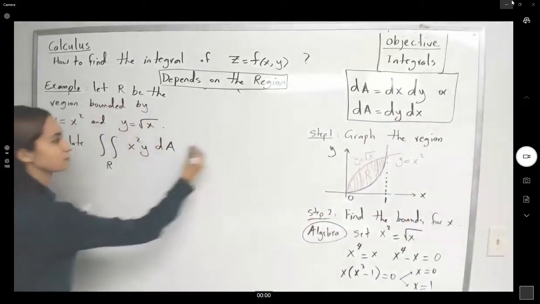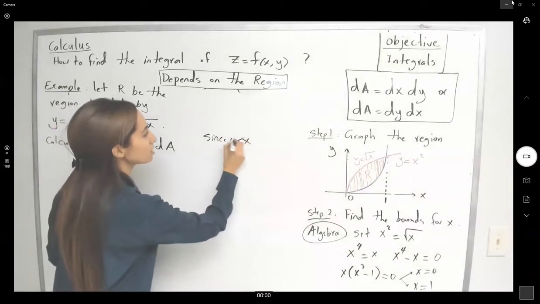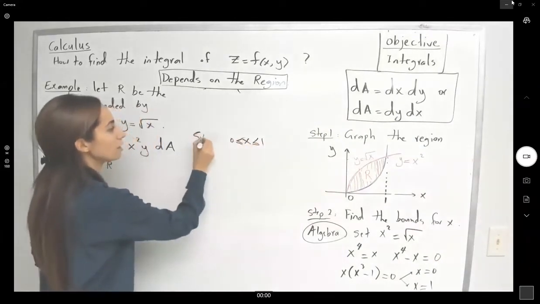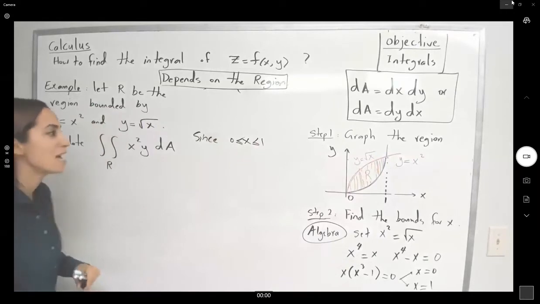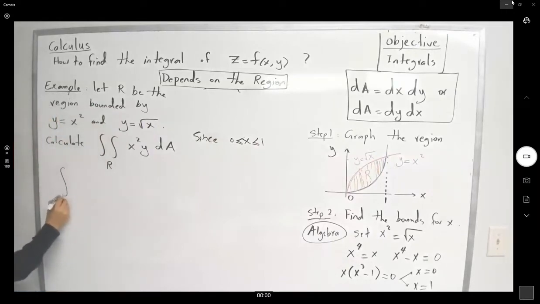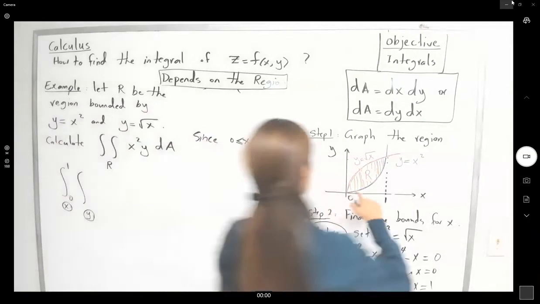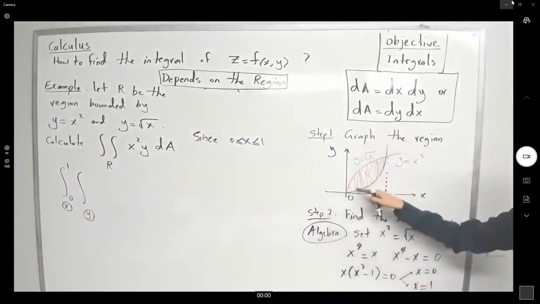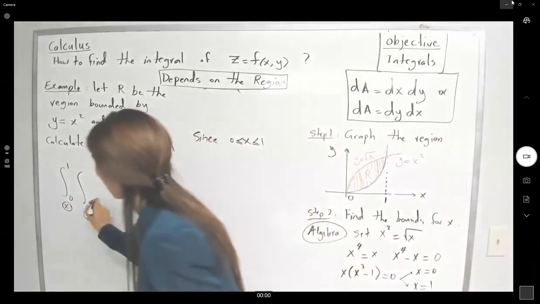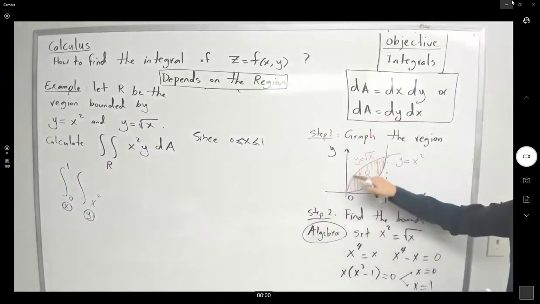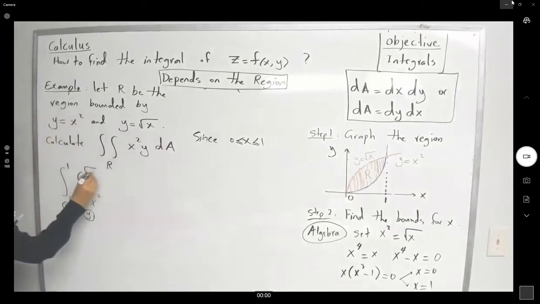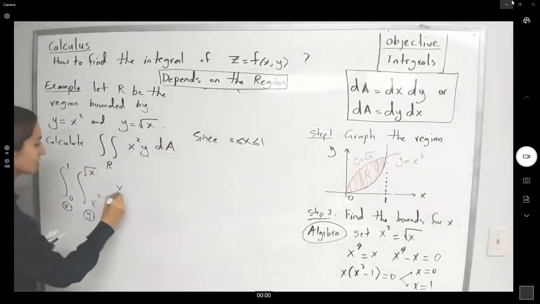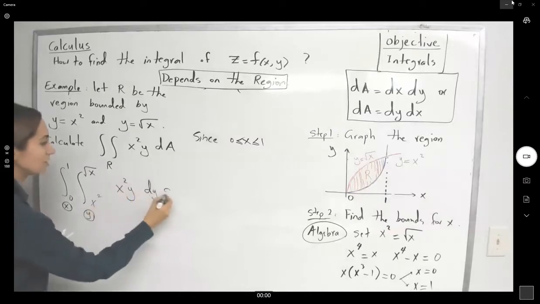Okay, so since x is bounded between 0 and 1, I decide to take the inner integral with respect to y and outer integral with respect to x. You have the double integral, x from 0 to 1, and y. Again, guys, your minimum values are on y equals x squared. So the lower limit is x squared. Your maximum values are on square root of x. So the upper bound is square root of x. What is the function? x squared times y dy dx.